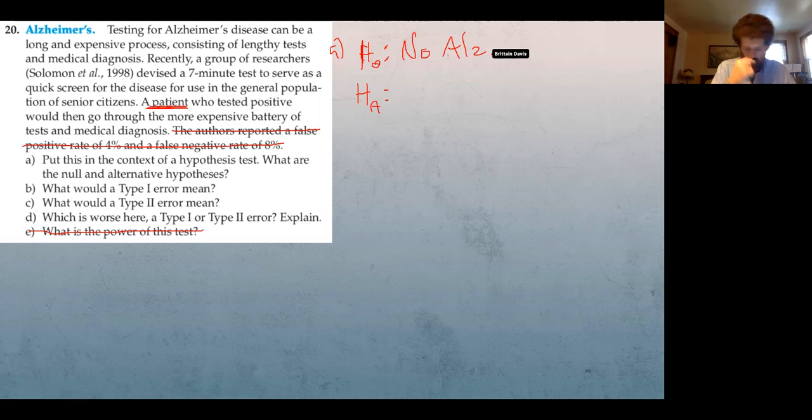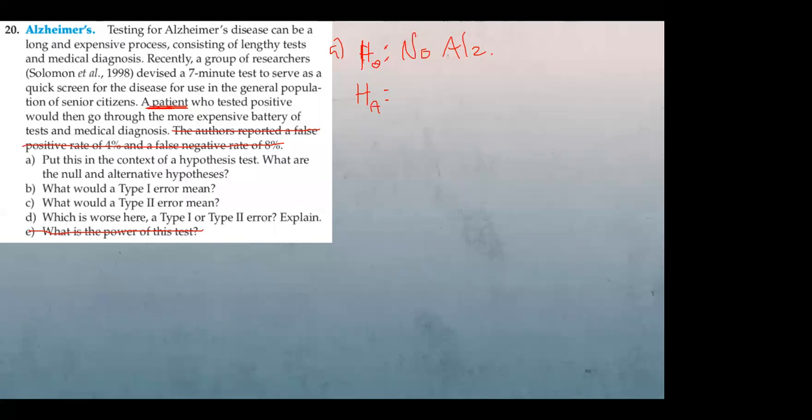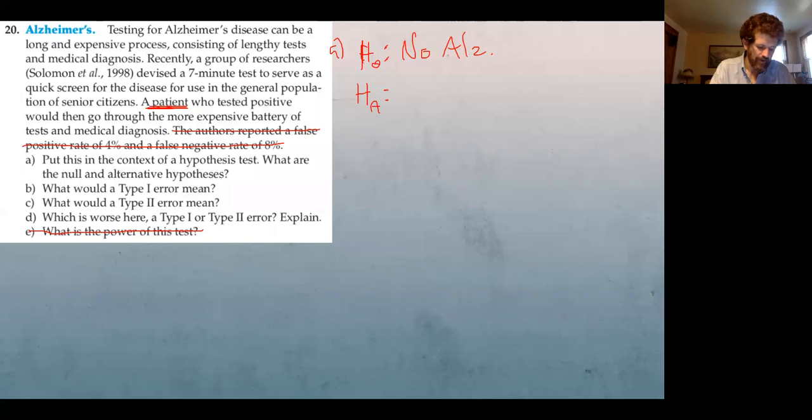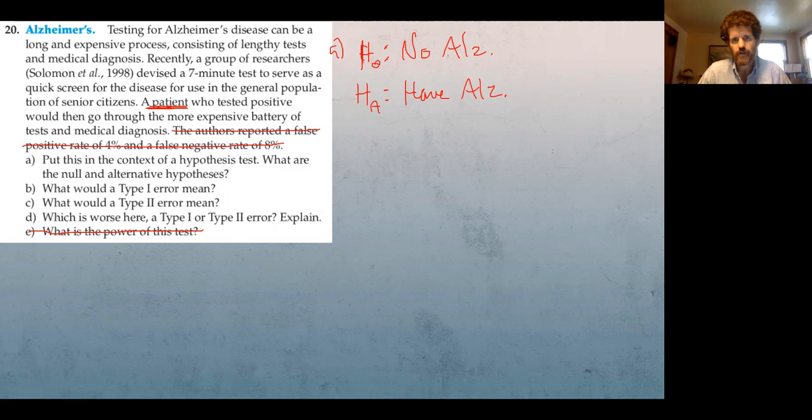So what would the alternative hypothesis be? You have Alzheimer's. Yeah, there you go. You have Alzheimer's disease. So, all right. It's tricky coming up with these hypotheses. We're only talking about an individual patient having the null hypothesis and the alternative hypothesis individually, and we're going to kind of settle that.